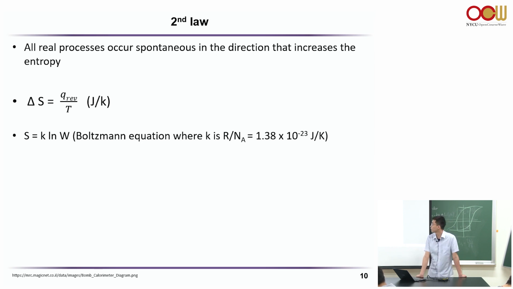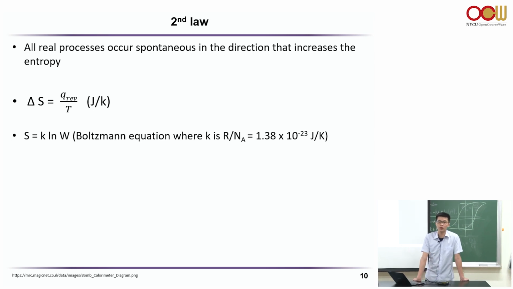Okay, so you will get a unit of joule per Kelvin. There's also a Boltzmann equation stated where S equals k times the natural log of W. W here is not work. W here is the number of microstates. That may be a little bit confusing, but I'll explain it later.